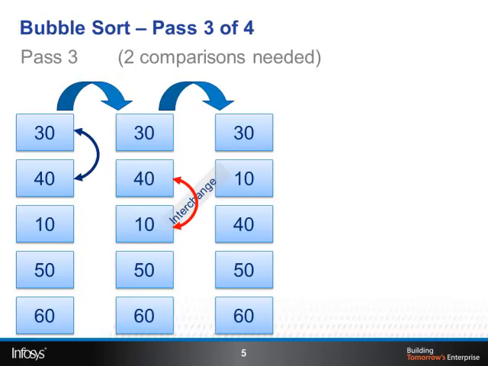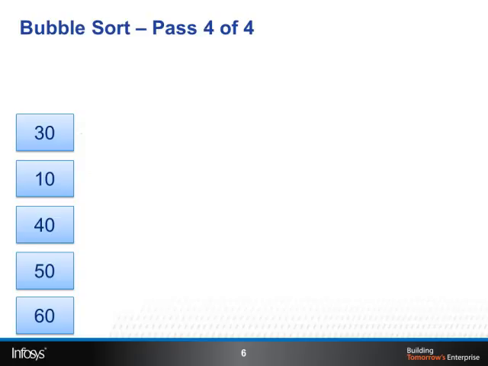Now we move on to pass 4, which apparently is the last pass. In pass 4, we repeat the steps of pass 3. Since the last 3 elements are already sorted in the desired order, we exclude them now, and hence in pass 4 only 1 comparison is involved.